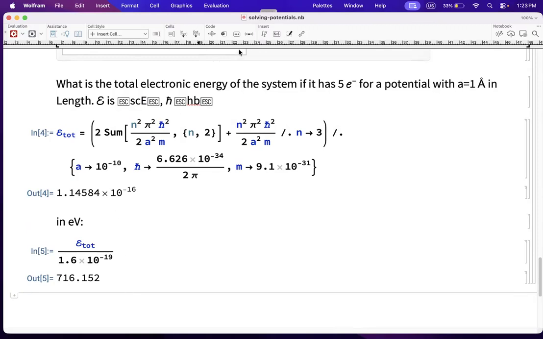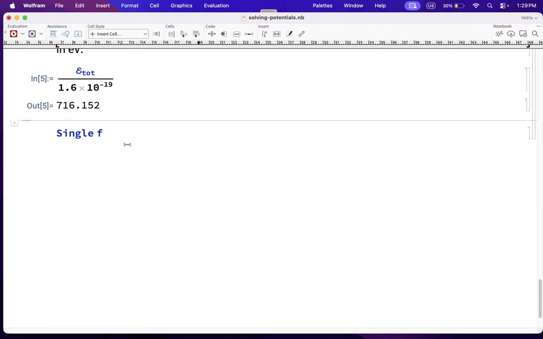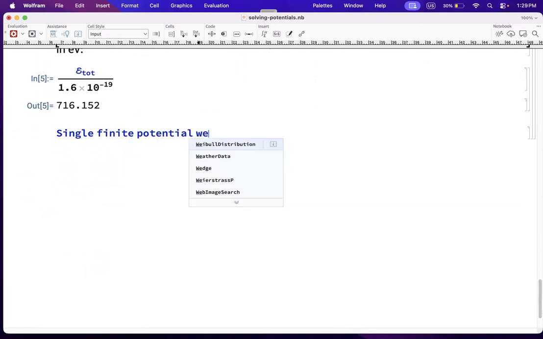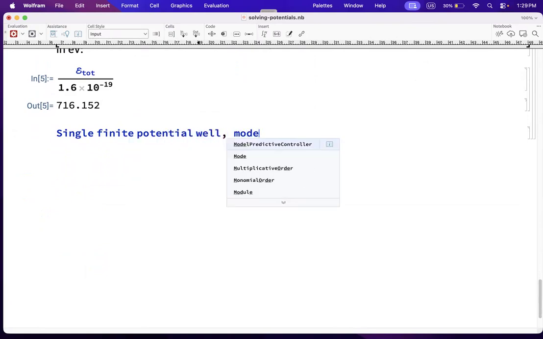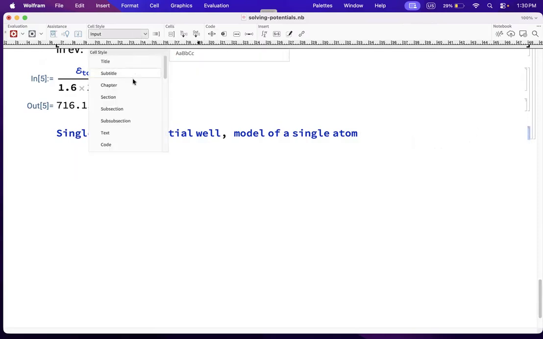I'm going to pause this here. So now we are going for the single finite potential model of a single atom. Okay, so this will be a section, please. Select here, and I put this as section. Format, sorry. Select this, and we put here section.